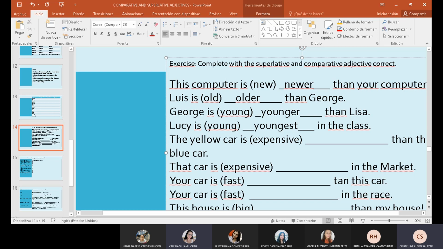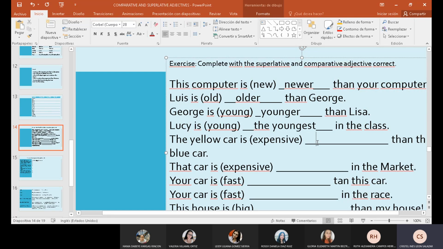Teacher, I have a question. In that case, do you use only youngest or the youngest? The youngest. Yes, it's correct. It's the youngest. I forgot the article. The youngest.